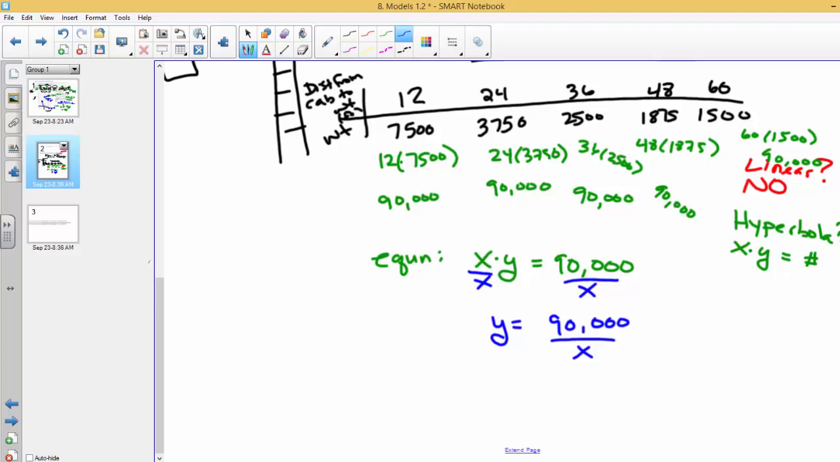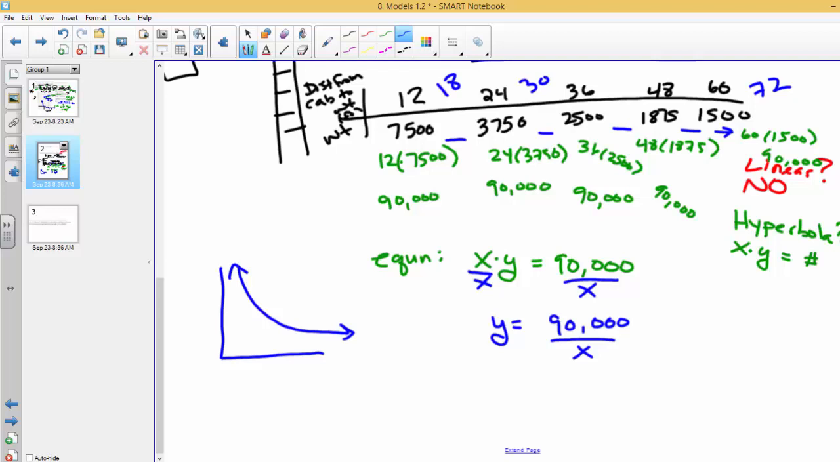If you were to graph this, it's going to look just like our other hyperbola where it comes down and flattens out. So it's less and less and less of a difference as you go this direction. And let's do a couple predictions. We'll predict 18, 30, and 72. So I want you to pause right now and see if you can get those three answers and then come back to me.